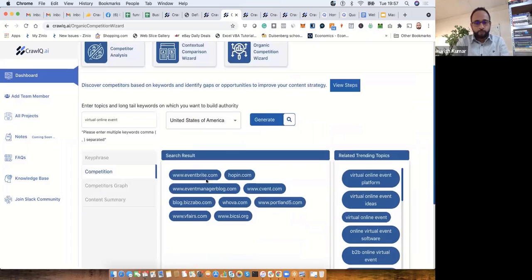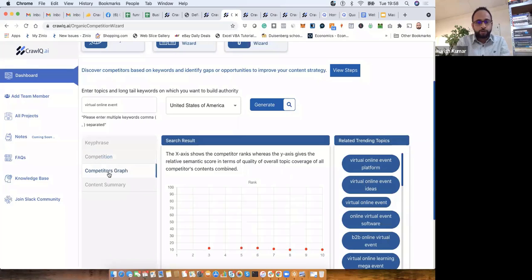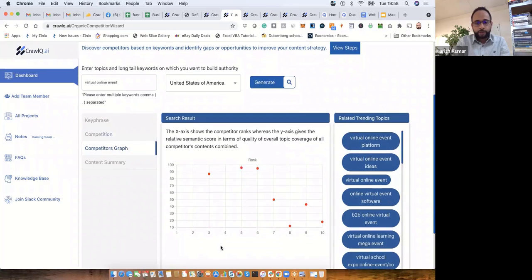Then there is a specific competition on this: Eventbrite, event manager blog, cvent, blog.bizzabo.com. These are the competitors, and it really narrows down when you search with a specific country or location. If you're talking about an e-commerce product, it narrows down even more. If I put in Dutch as the language and search from the Netherlands, it will give me results only from Dutch websites. You can also get more idea about how different competitors compare.